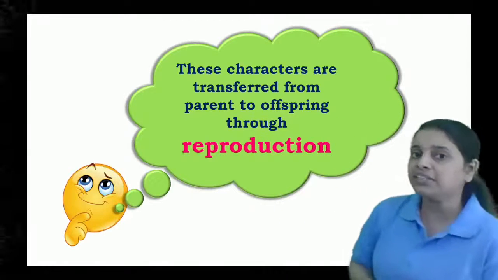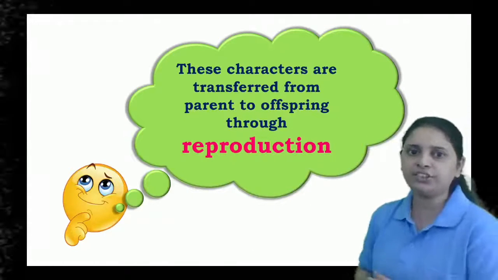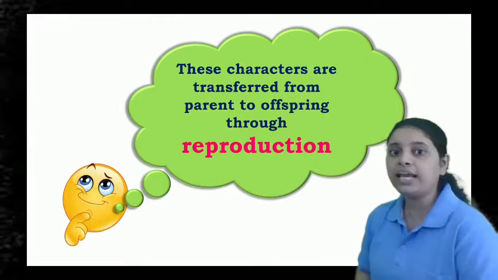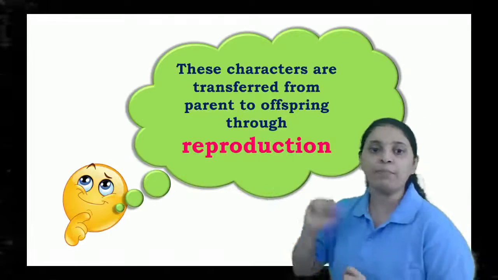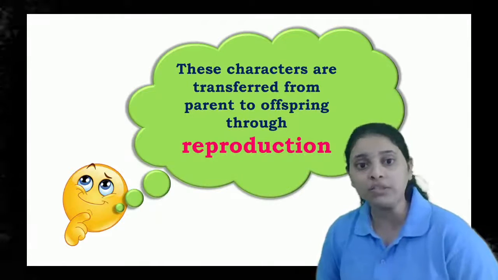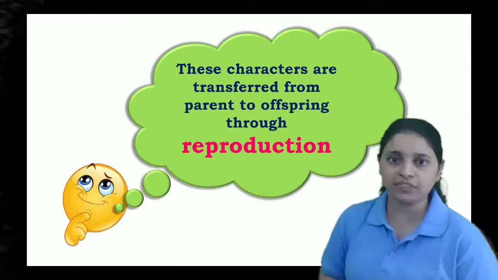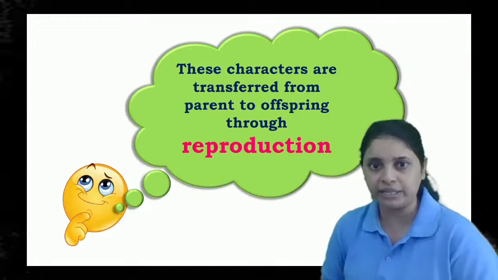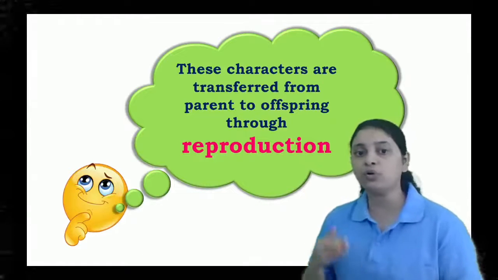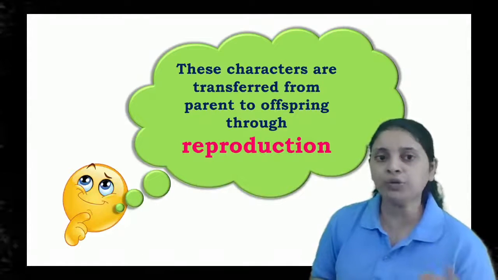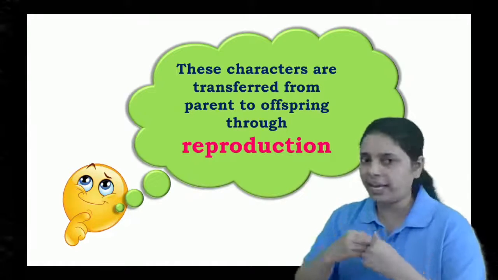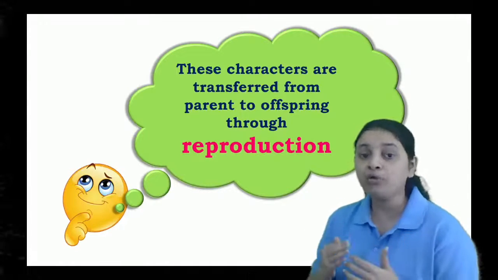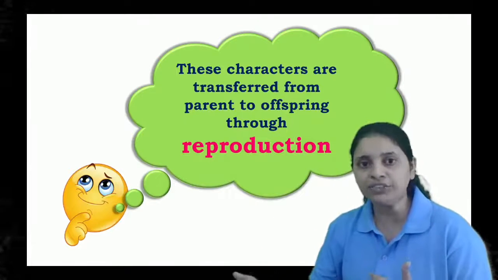Now, how are these characteristics transferred to the next generation, that is, to the offspring? They are transferred by a method, that is reproduction. This is one of the important life processes which we have studied in the previous chapter in detail, right? Reproduction के हमने दोनों types पढ़े हैं, asexual reproduction and sexual reproduction, right? It may be any type of reproduction. How are the characteristics transferred?